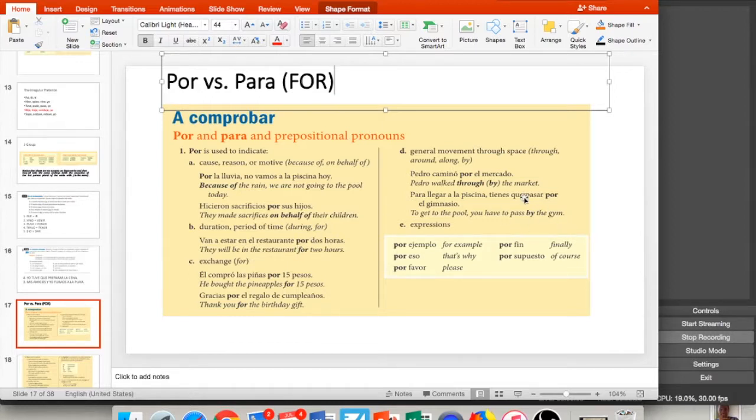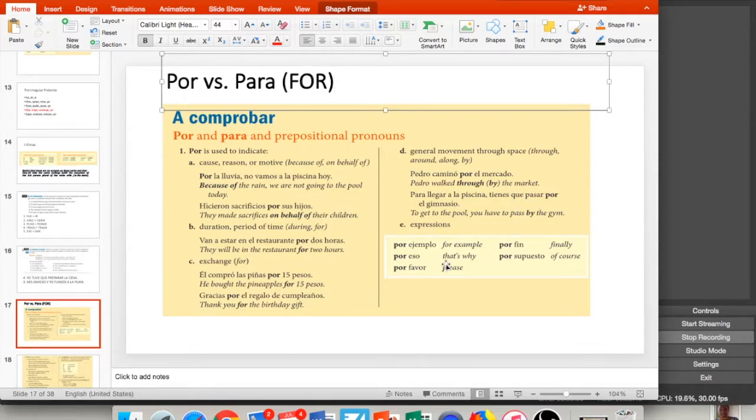Also, when you're going through something, you often use por. So, Pedro caminó por el mercado. Pedro walked through the market. Or, para llegar a la piscina, tienes que pasar por el gimnasio. To get to the pool, you have to go through the gym. So, por is often your translation there for through. It can also mean by, in this case, could have been translated either way.